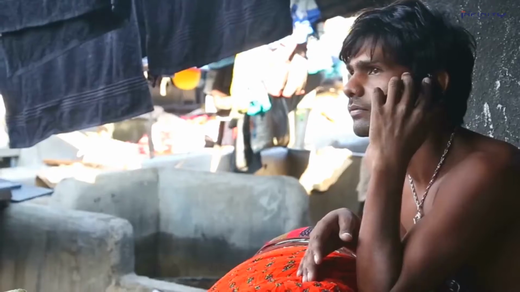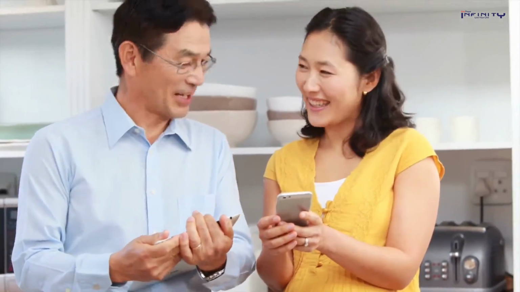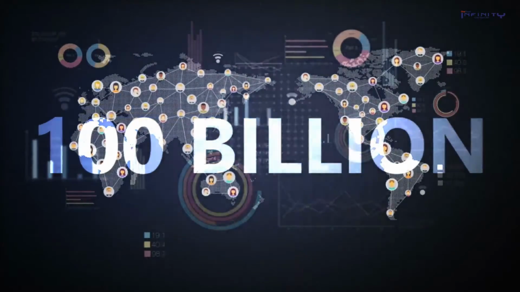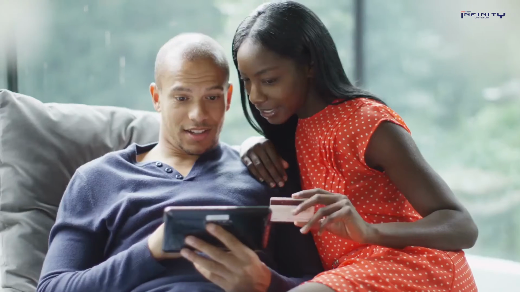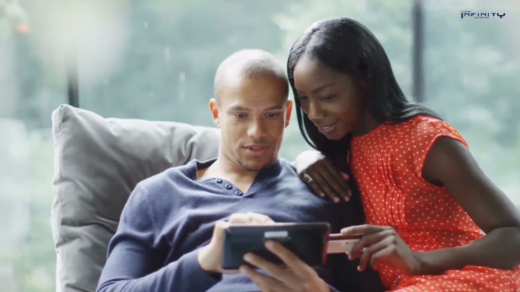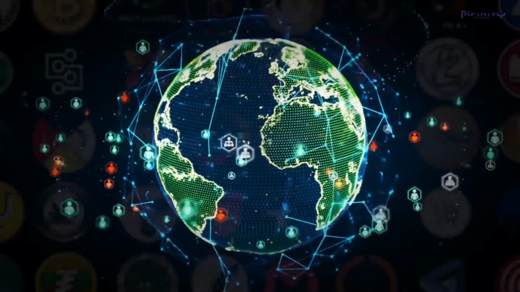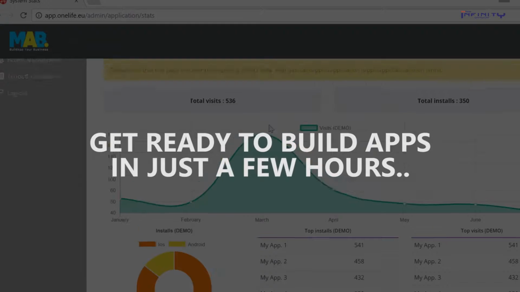Today, over 2 billion people around the world are online using their smartphone. In 2015 alone, 100 billion mobile apps had been downloaded from the Apple App Store, and the number is growing. The OneLife Application Builder gives people the opportunity to reach out to new and existing customers by using the power of mobile applications. By following the MAB tutorials, you will get ready to start building mobile applications in a matter of a few hours.